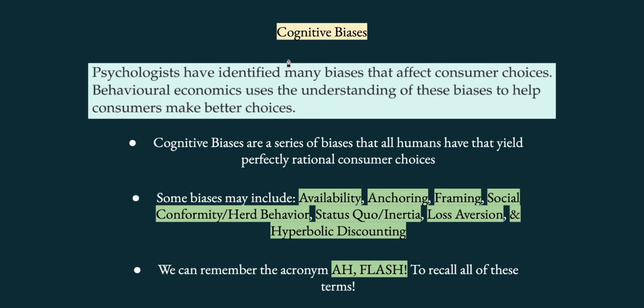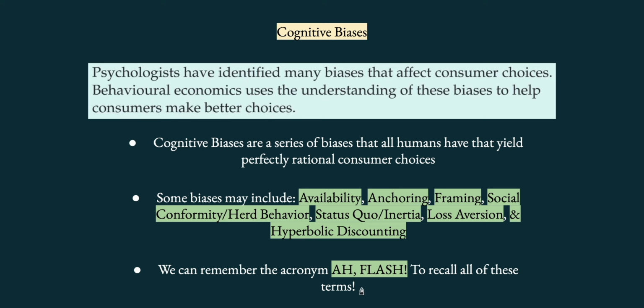Okay, so now we're going to expand on cognitive biases, a continuation of psychology. So psychologists have identified many biases that affect consumer choices. Behavioral economics uses the understanding of these biases to help consumers make better choices. So by definition, cognitive biases are a series of biases or opinions that all humans have that get in the way of perfectly rational consumer choices, okay? We're going to be looking at 7 biases here. That's a lot. And these are some biases that, as we'll explain and expand on later on, all affect our thinking in some way, whether we realize it or not, okay?